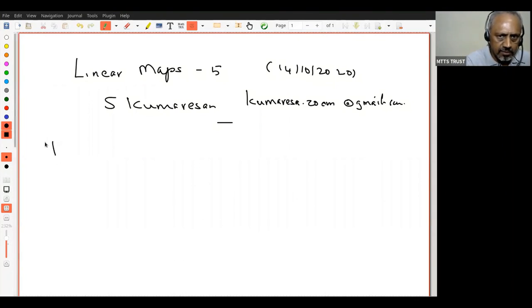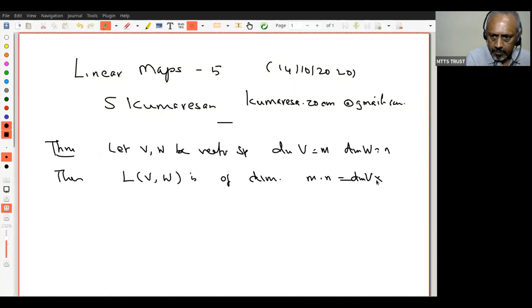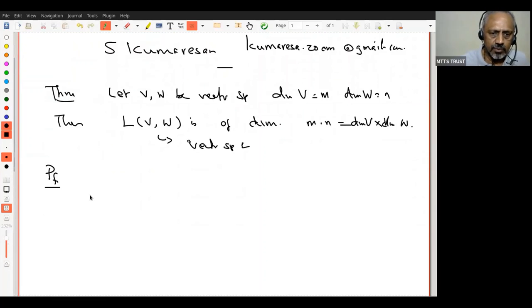So let us start the theorem. Let V and W be vector spaces, and dimension of V equal to m, dimension of W equal to n. Then L(V, W) is of dimension m times n. We had already seen this vector space. So the proof essentially tries to do what we did last time.